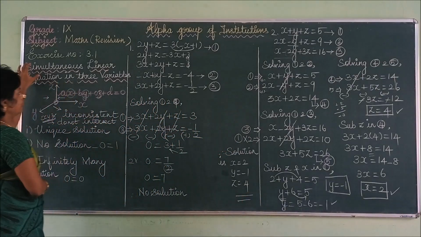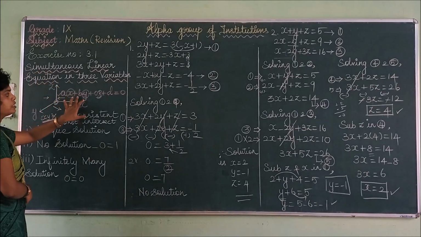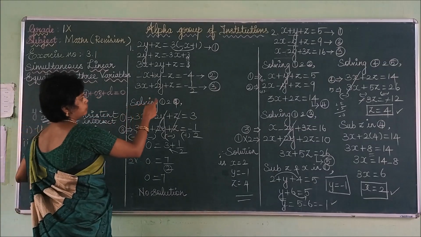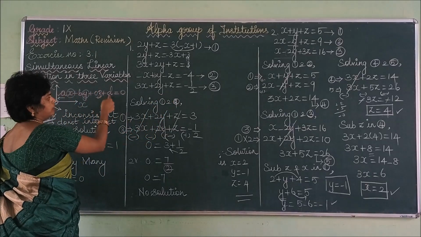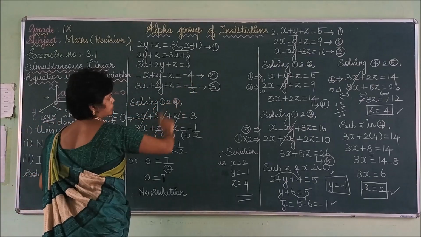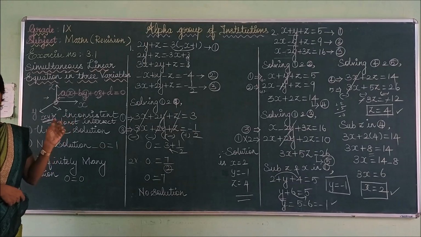So listen carefully. Simultaneous linear equations in three variables means this is the form: ax plus by plus cz equal to d. So you can check this equation. ax plus by plus cz, and d is what we have taken as the constant term. If they ask you to discuss the nature of the solution, you have to find whether there is no solution or infinitely many solutions. If they ask you to solve the given system of linear equations with three variables, you have to find the values of x, y and z.